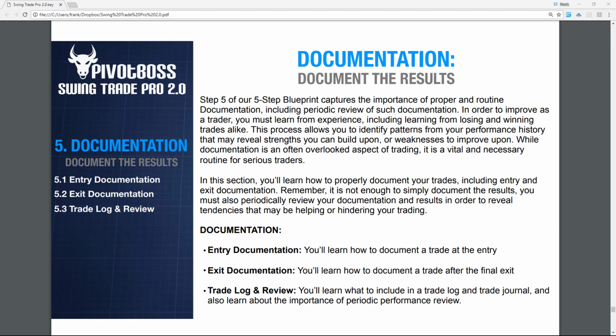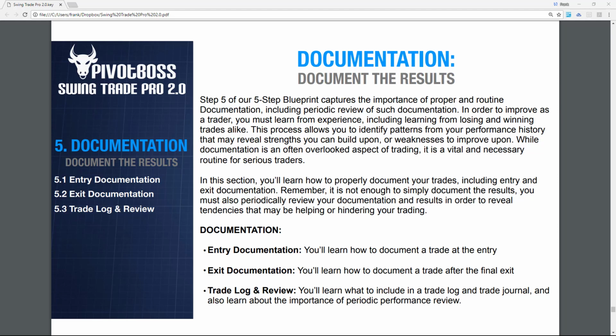of such documentation. In order to improve as a trader, you must learn from experience, including learning from losing and winning trades alike. This process allows you to identify patterns from your performance history that may reveal strengths that you can build upon or weaknesses that you can improve upon. While documentation is often overlooked, it is a vital and necessary routine for serious traders.